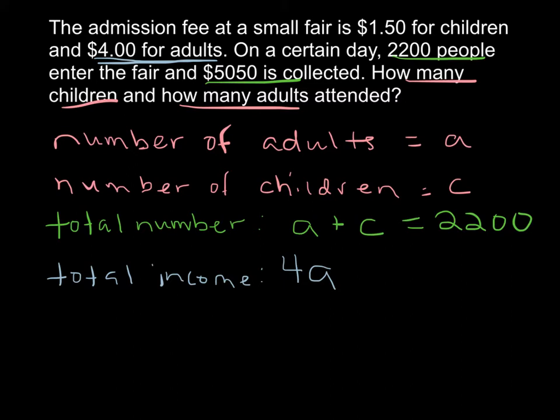And then we have a certain price for children too. So we will take $1.50, so plus $1.50 or 1.5 times C. So if we had one child come in, we'd only make $1.50. If we have two children, you'd have 1.5 times 2, which gives you 3, correct? And our total income is $5,050. And this is as far as we're going to go for now.